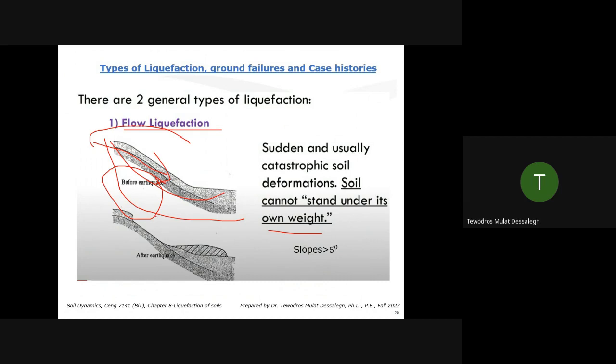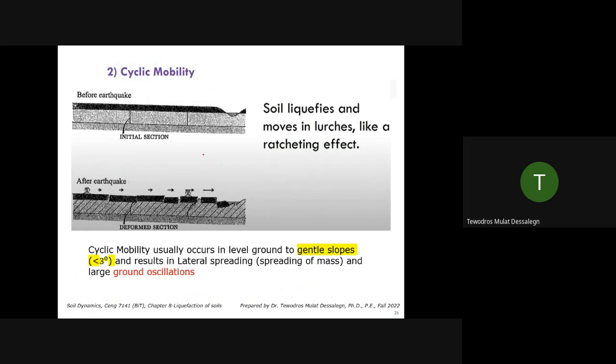Whatever you had here, now it's down here. The entire mass is going down, for slopes greater than 5 degrees. When it is a gentle slope, you can have liquefaction underneath, and the top part, this darker surface before the earthquake, you can see it broken apart after the earthquake. Soil liquefies and moves in lurches, like a ratcheting effect.